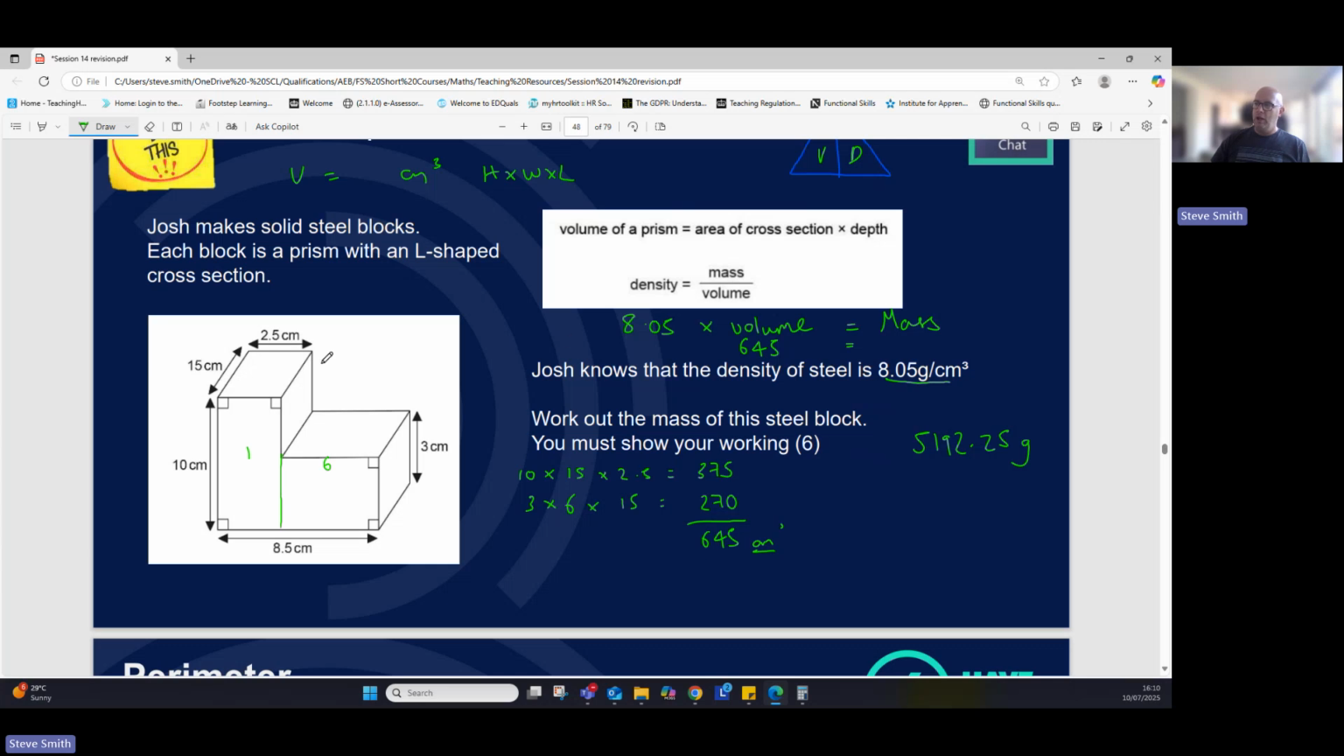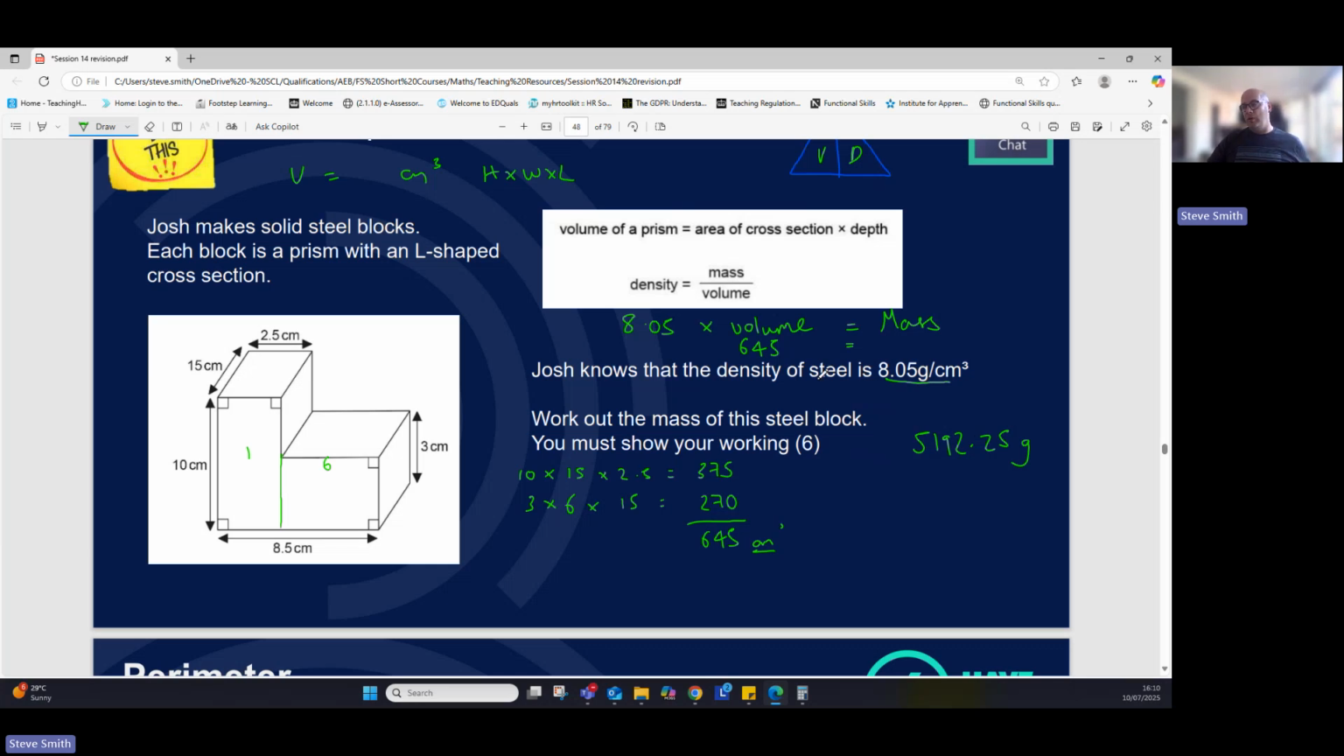Yes, that's 1 point. And then breaking this shape down into 2 pieces and working out the volume will be worth another 2 points. So that would be the 2 shapes, 1 point each, and then adding them together, a 3rd point. So you've got 3 points for working out the total volume of that shape, and the 4th point for working out the actual density, the mass, sorry.